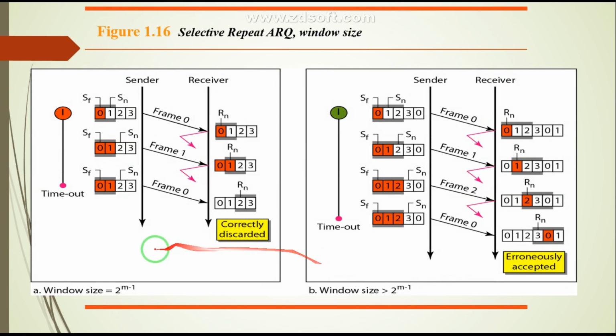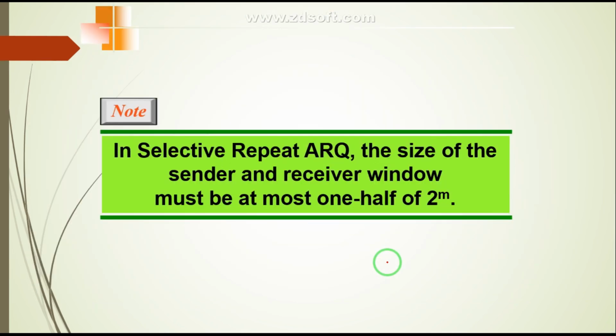So these are the two comparative windows that we have studied, size of the window, that it must be equal to 2 raised to m minus 1, whereas it must not be greater than this. So as I already told, in selective repeat ARQ, the size of the sender and receiver window must be 1/2 of 2 raised to m.